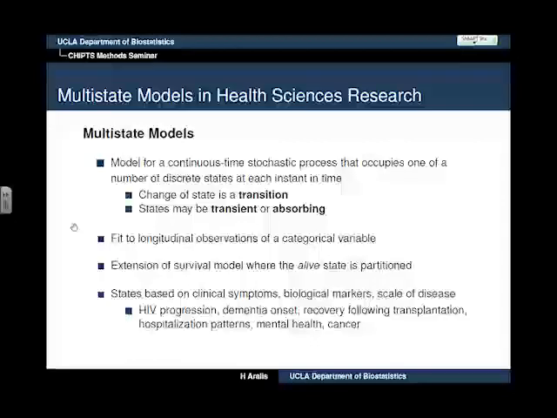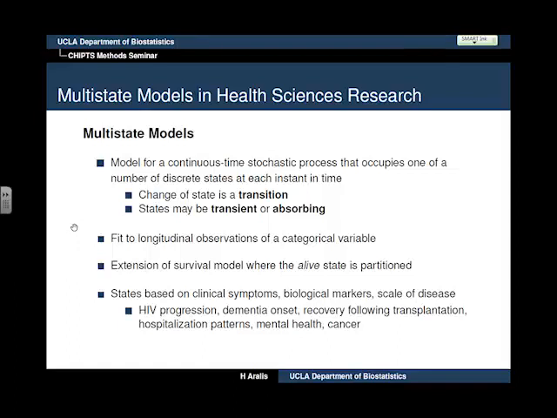So the model that we're proposing is a joint model. It comes in two parts. The first component of the joint model that I'm going to talk about is the multi-state model. Most of you are probably familiar with multi-state models, but they are models for continuous time stochastic processes that can occupy one of any number of discrete states at every instant in time. Changing of states is referred to as a transition. States have properties where they can be transient, meaning they can be entered into and exited out of, or absorbing, meaning they can only be entered into and never exited out of.